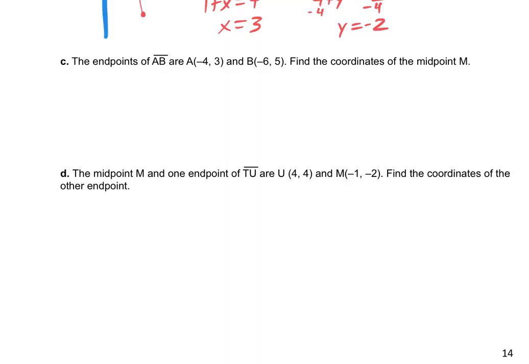Okay, on part C, we've got 2 endpoints. So that's the thing you're going to have to pay attention to on big ideas, and then eventually as we get into quizzes and tests. Are we given 2 endpoints, or are we given an endpoint and a midpoint? Because those are 2 completely different problems. If I'm given 2 endpoints, then it's a little bit easier problem.